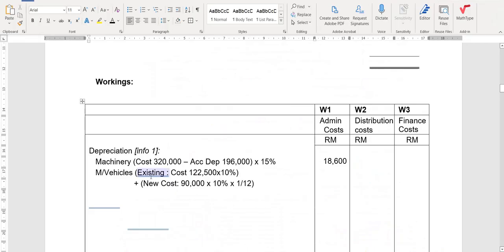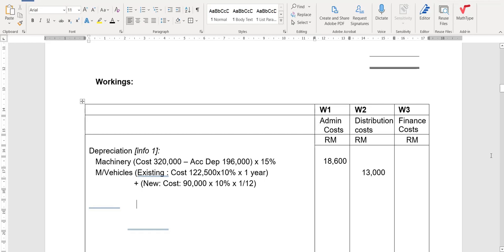So here, the new one will still use at cost, right? This is the initial cost, and then you have 10%. Here you multiply by 1 year, because this one is for the previous one existing, and this is going to give you all together a total here under the distribution cost of 13,000. The total will be 13,000, right?